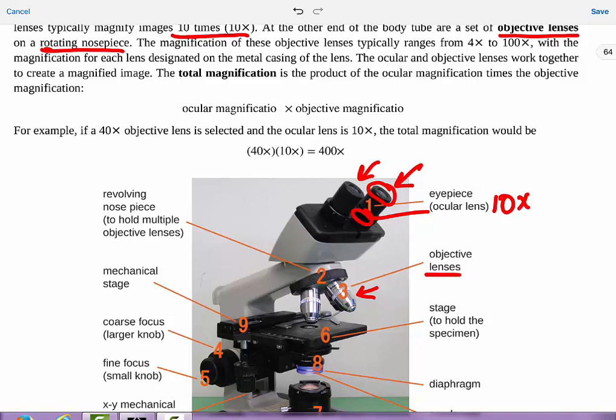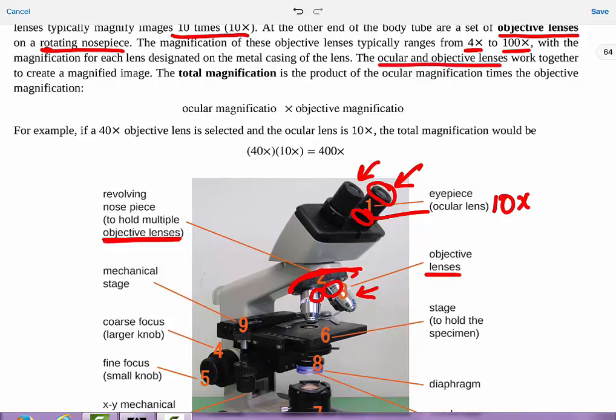The magnification of these objective lenses typically ranges from 4x to 100x, and it's indicated on the lens itself. You can see the writing here. And this right here, you can see it's labeled, is that rotating nose piece. So you can click those lenses into place.